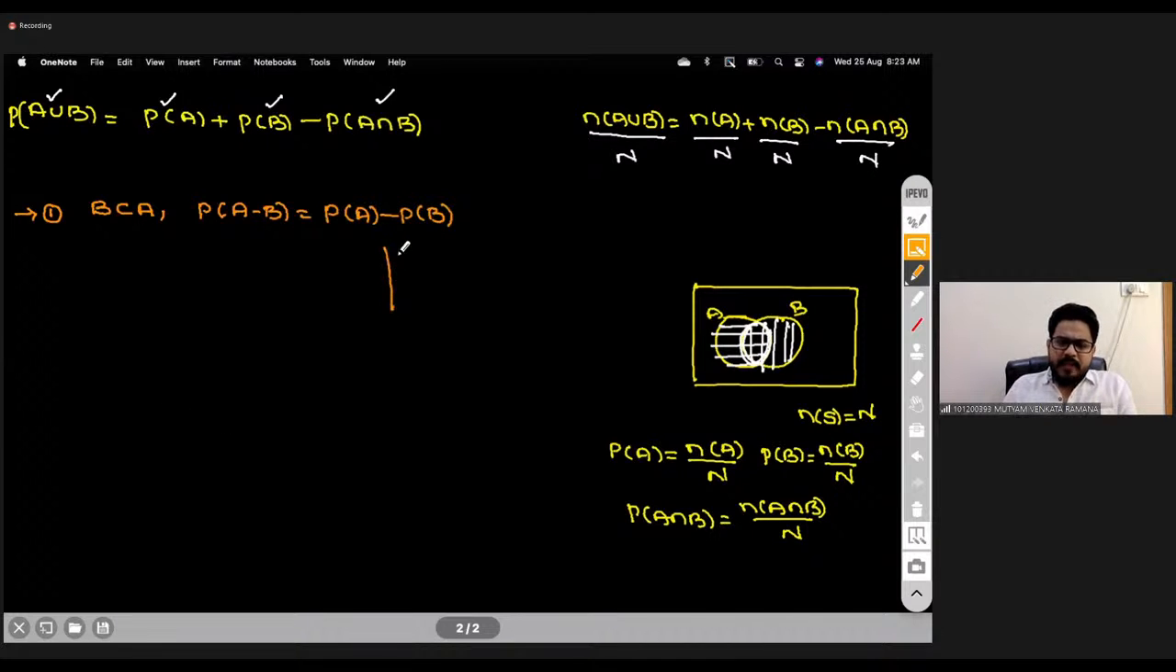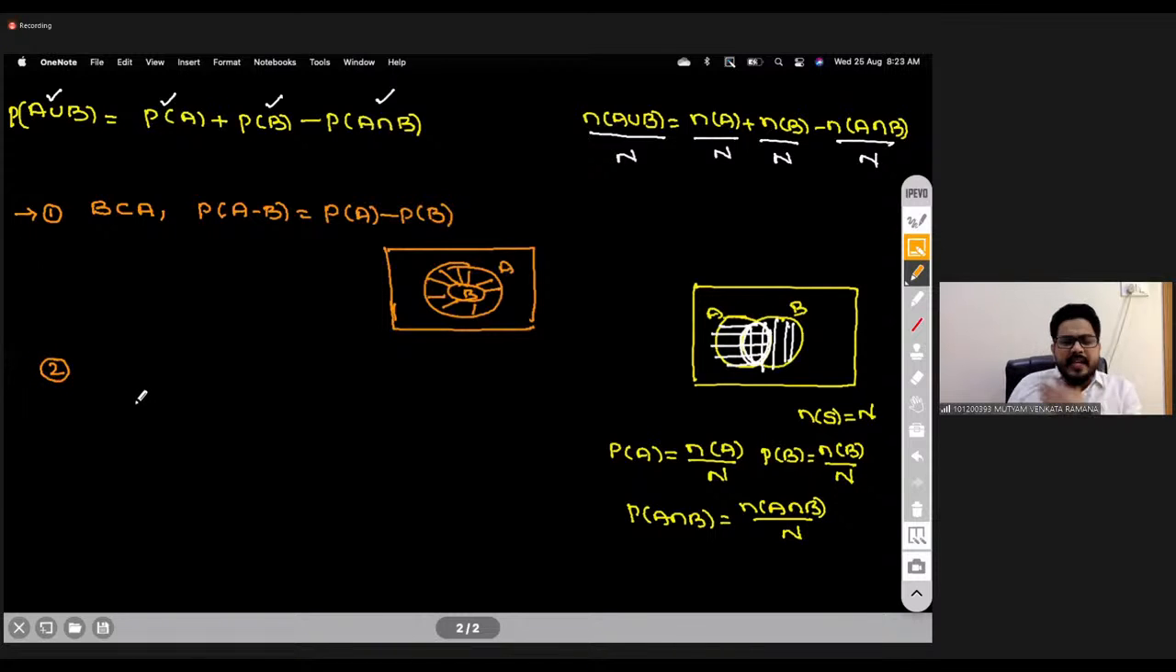Why? Because in set theory, look at this: this is A, and this portion is B. A minus B is this one, right? That. And the second property is required.